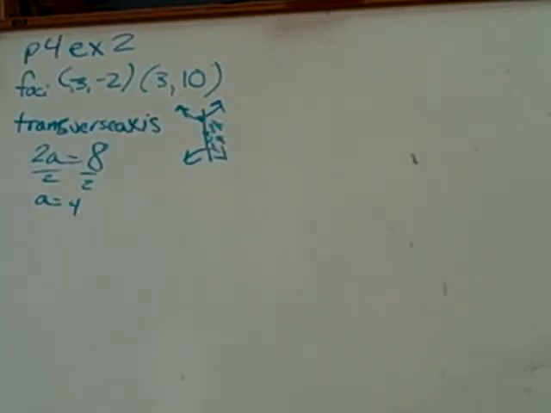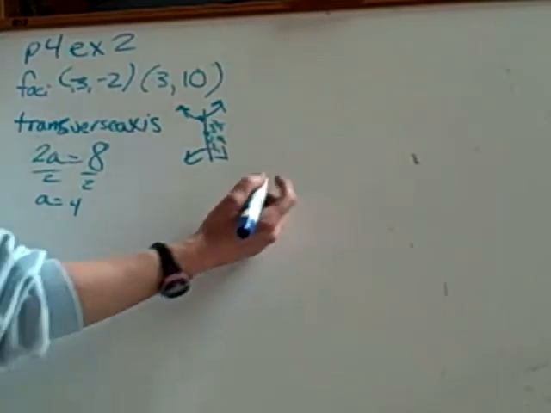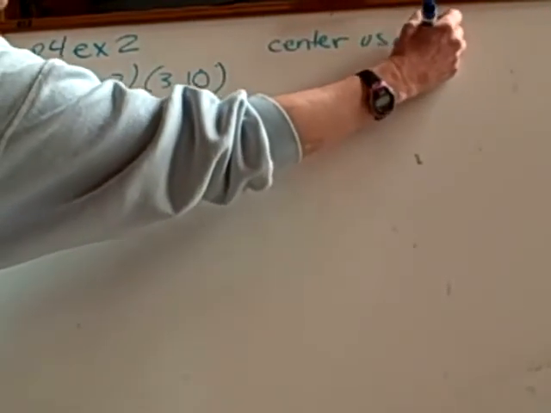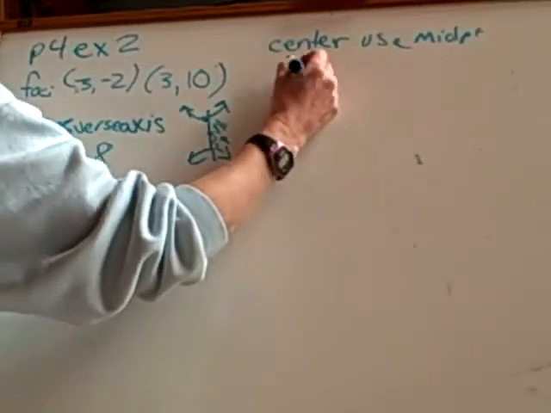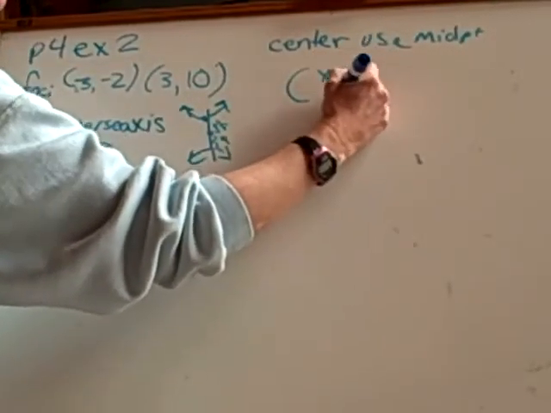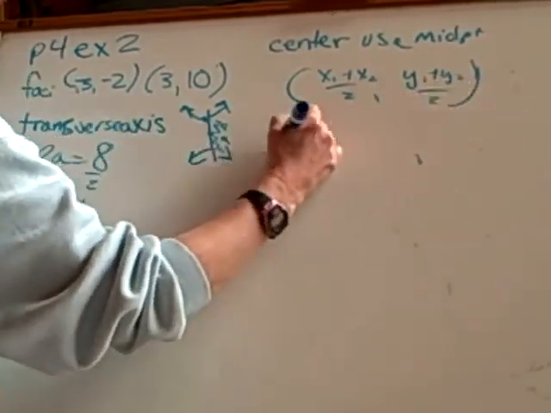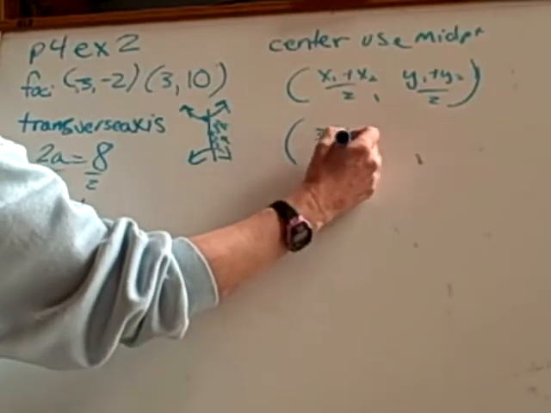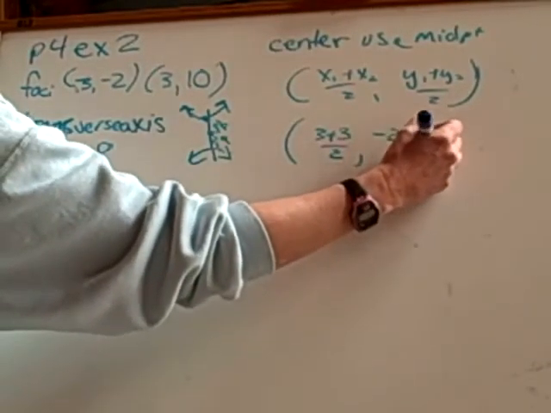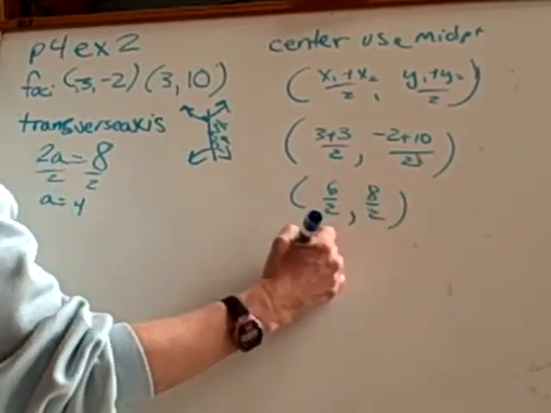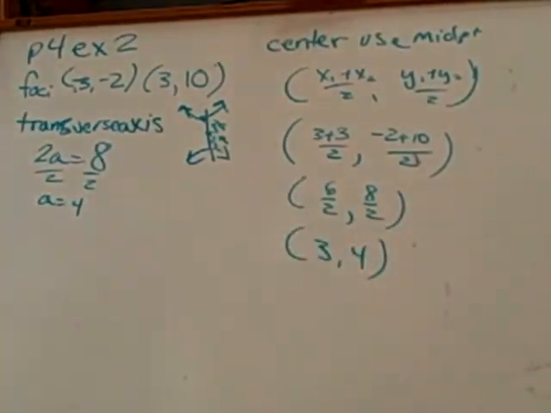Where is the center in relationship to the foci? Directly in between them, halfway between them, and we call that the midpoint. So we're going to use our midpoint formula to find our center. So that would be x1 plus x2 all over 2, and then y1 plus y2 all over 2. So what does that give us? 3 plus 3 over 2, -2 plus 10 over 2. So 6 over 2, 8 over 2: (3, 4) is my center.